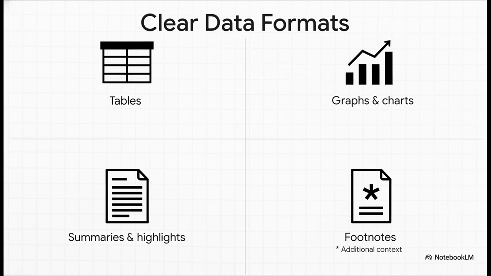Tables are fantastic when you need to compare things side by side. Graphs and charts, they make trends pop right off the page. Summaries are for giving people the main points fast. And never forget footnotes. They let you add important details without cluttering up the main event.